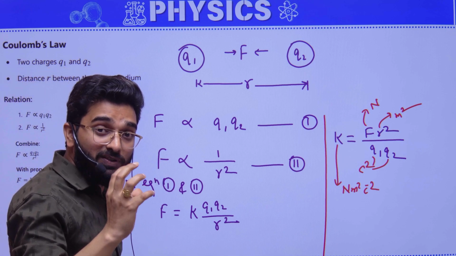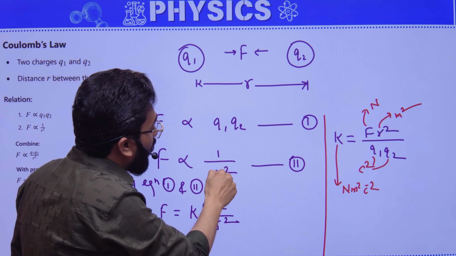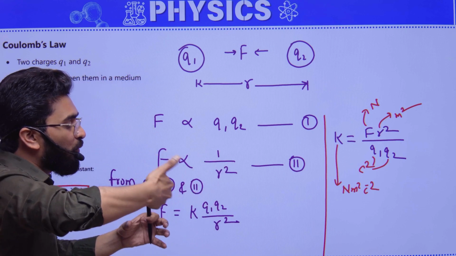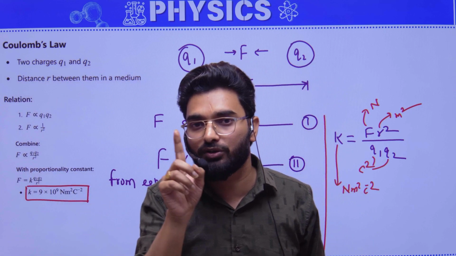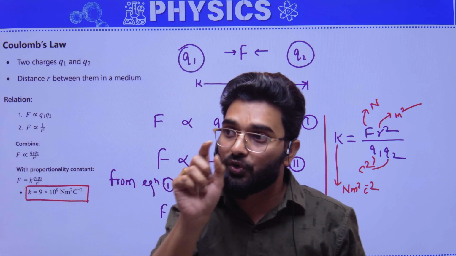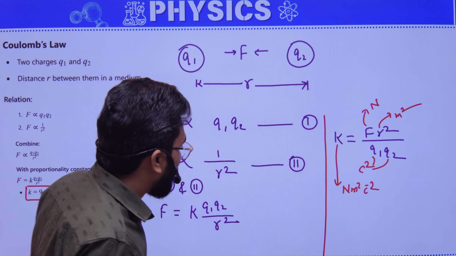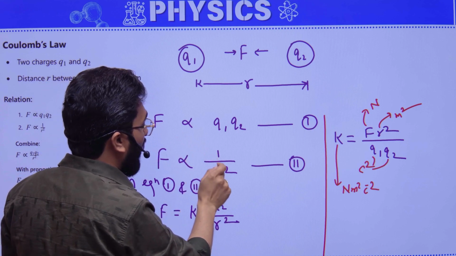Our force is inversely proportional to the square of the distance, not the distance. This is the reciprocal of the square of the distance. We write r square, not a single r. Many students get confused here and use only r as the distance. In the statement, we have to write it the same way: the reciprocal of the square of the distance.